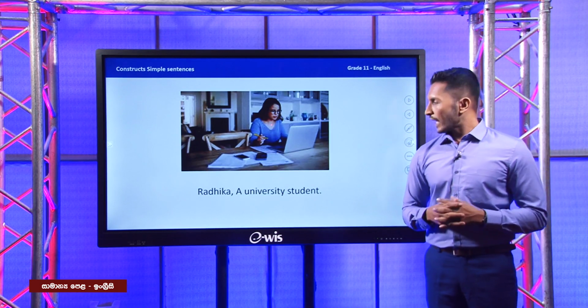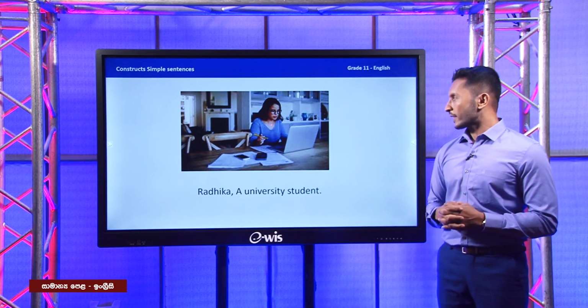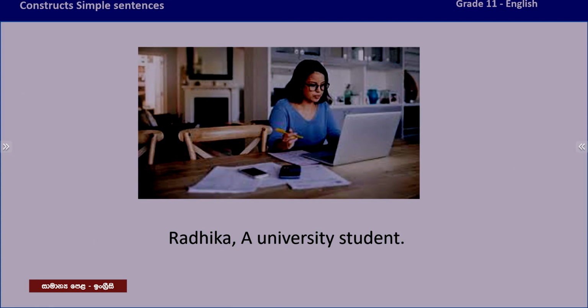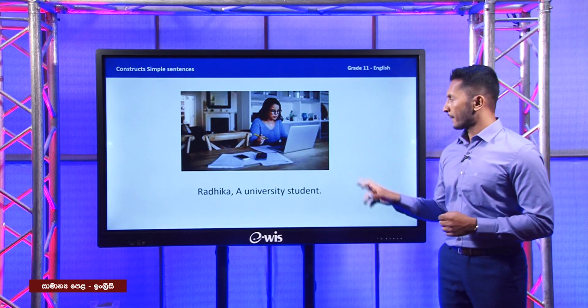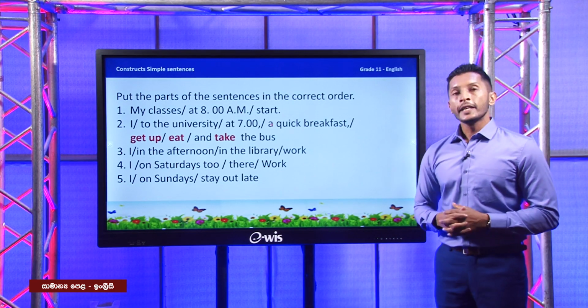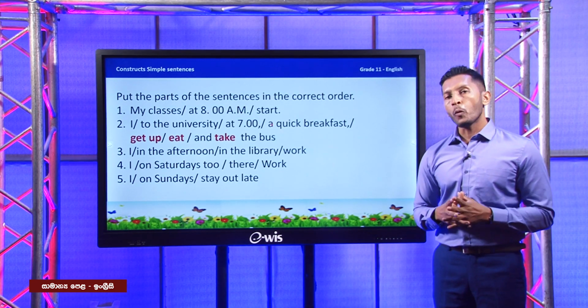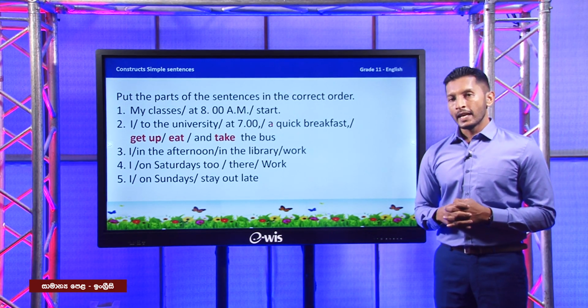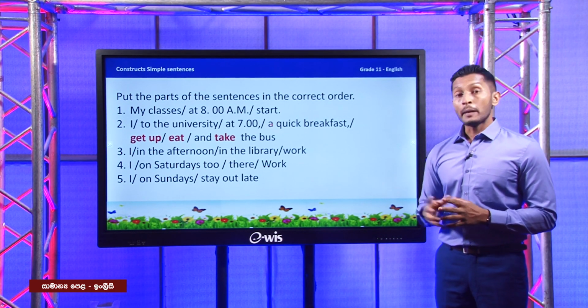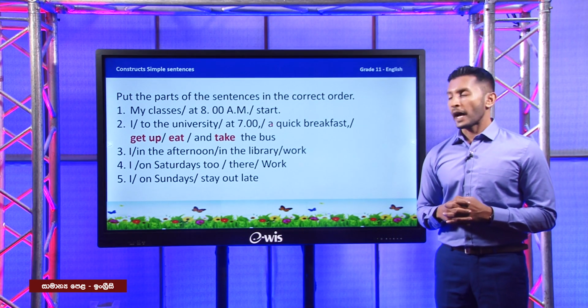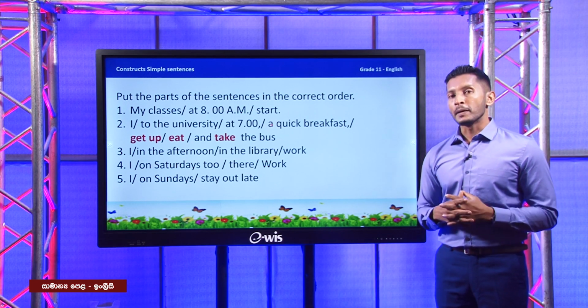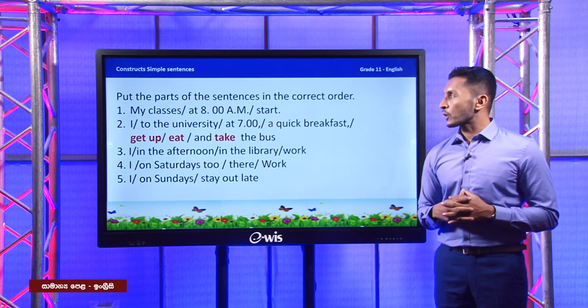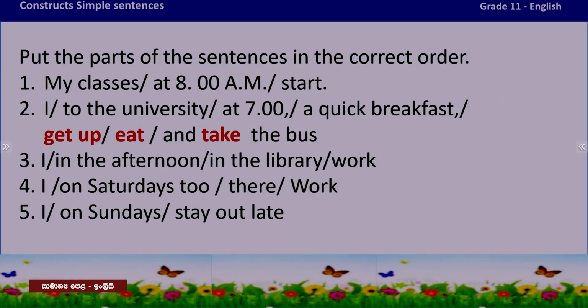Now we have a small activity. This is Radhika. She is a university student. Let's read how she spends her time in a day. Here in this activity, I have mixed up all the parts of the sentences. What you are going to do is to put them in the correct word order. I hope you can remember the parts of the correct word order. Here again, in the second sentence, I have included 3 verbs to make it a bit challenging for you.